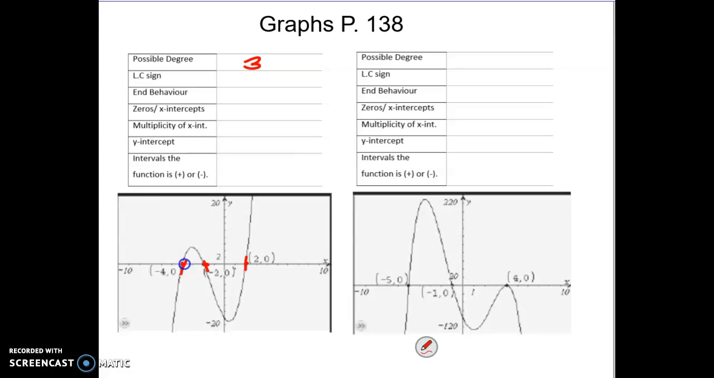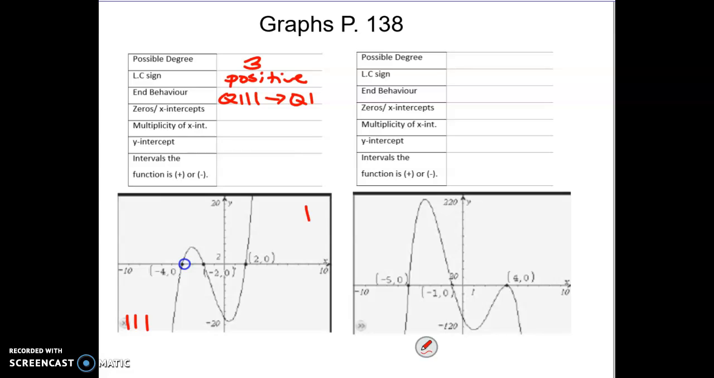Next, we want the leading coefficient sign. So we have to think, okay, this is kind of like a line, because it's going diagonally. Is that line moving up or moving down? Moving up as it goes from left to right, or it is moving kind of that upwards slope? So that would be a positive leading coefficient. The end behavior means where does the graph start and where does the graph end? So in this case, it starts in 3 and ends in 1. So we say Q3 to Q1.